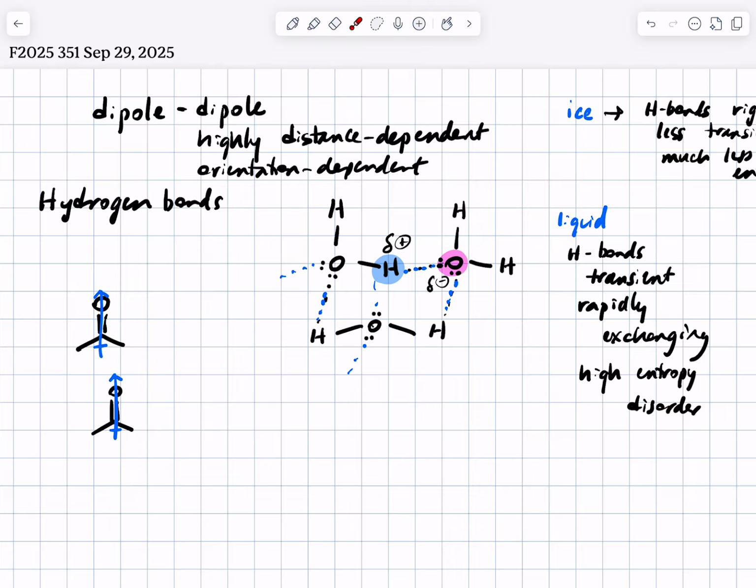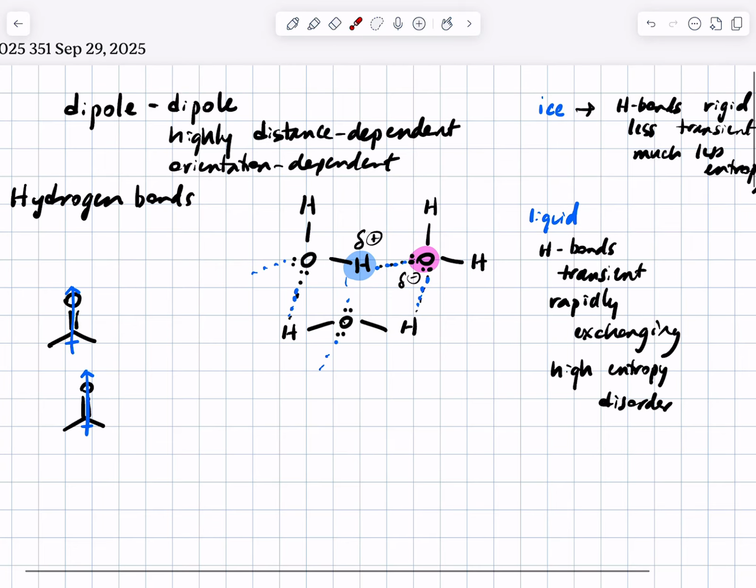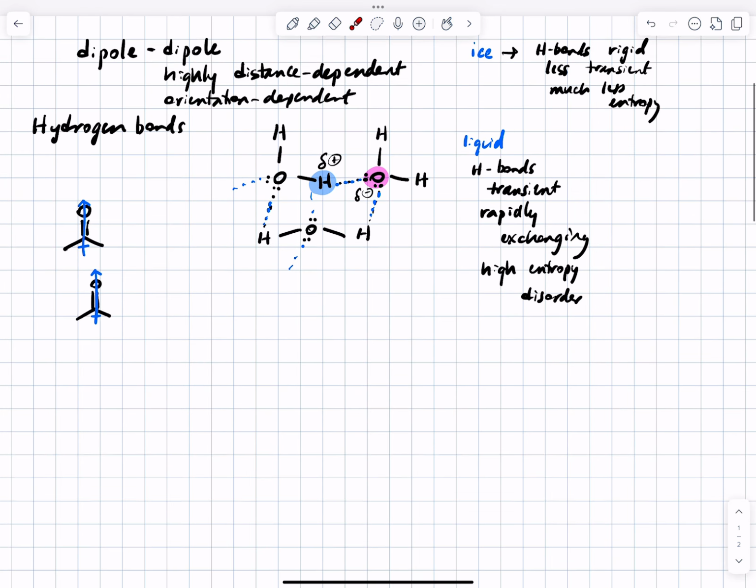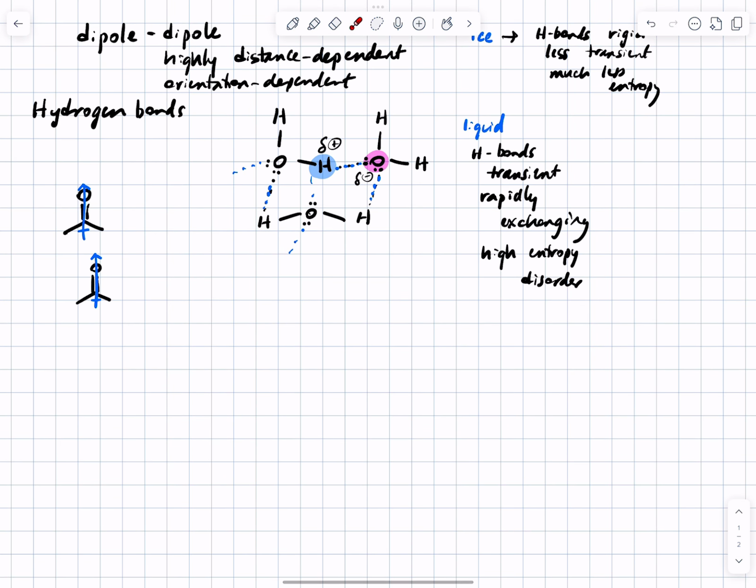We'll have more to say about hydrogen bonding later when we talk about protein structure in 352, and when we talk about nucleic acid structure in 352 as well. That's probably good enough for now. So we've done ion interactions, we've done dipole-dipole interactions.